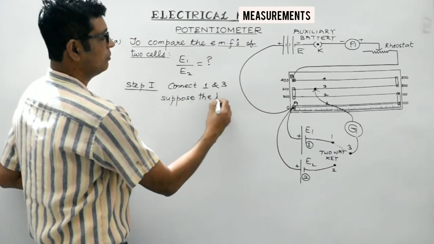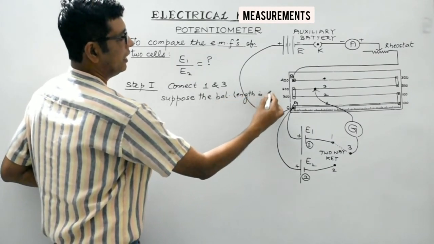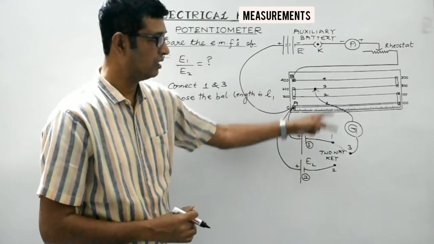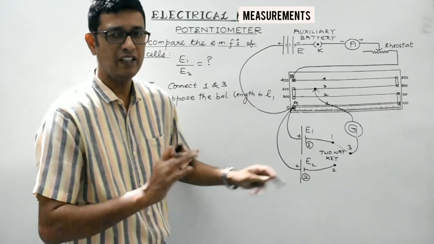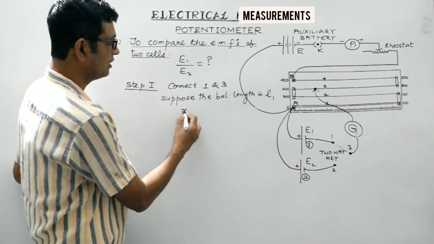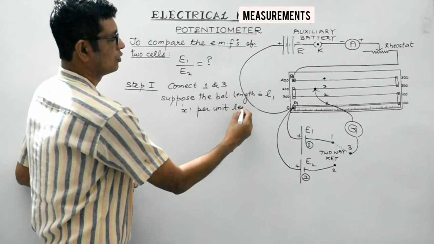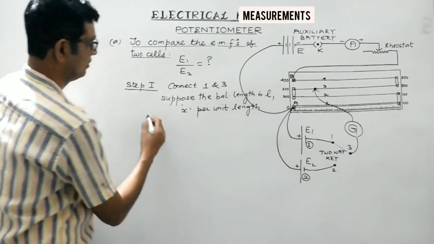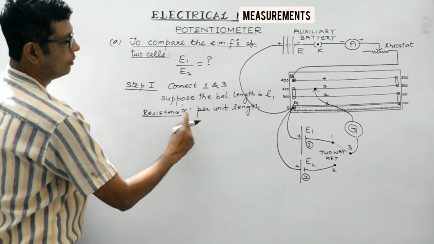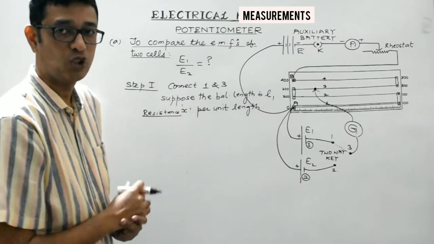In this case, the balancing length is L1. Right, students? And in this case, only EMF E1 is introduced in the circuit. E2 does not have any role to play. Right? Let us consider X to be the resistance per unit length of the standard resistance wire, when a constant current is made to pass through it.